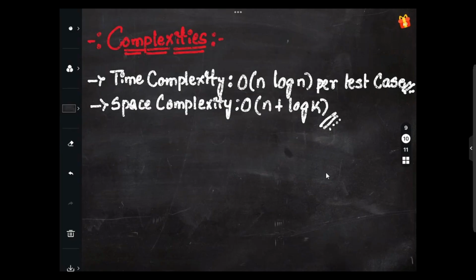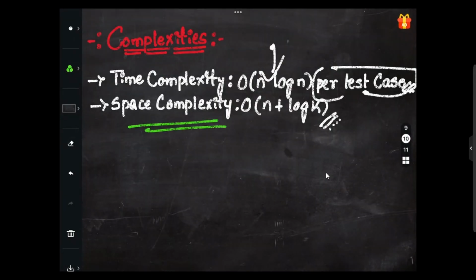Why is it big O of n log n, not the logarithmic n per test case here? So this is per test case, right? Because for each i we may traverse log n previous elements due to the BIT structure, nothing but the binary index tree structure, right? So overall the time complexity would lead to big O of n log n.